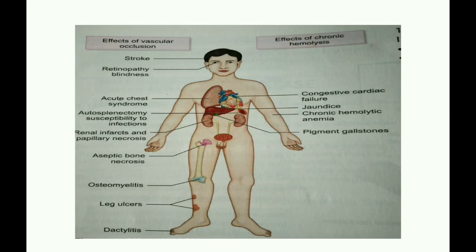Then some leg ulcers can happen. Usually they need blood supply to heal the ulcer. Here, since the blood supply is not very smooth, these ulcers will not heal. And even inflammation of the digits can happen, that is dactylitis. Now when you get this chronic hemolysis, as an effect of that, there can be congestive cardiac failure, jaundice, chronic hemolytic anemia, or pigment gallstones.